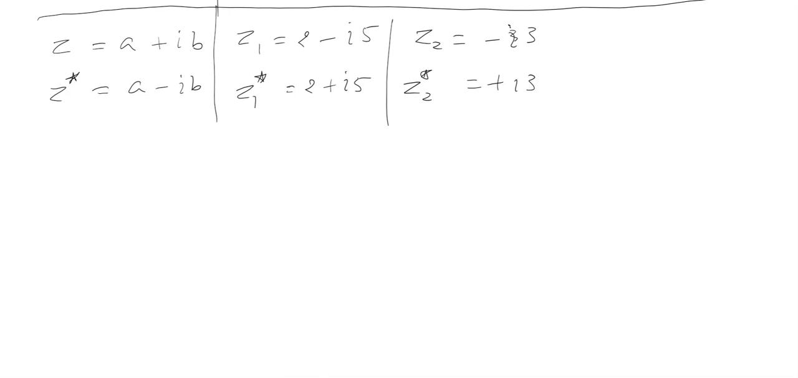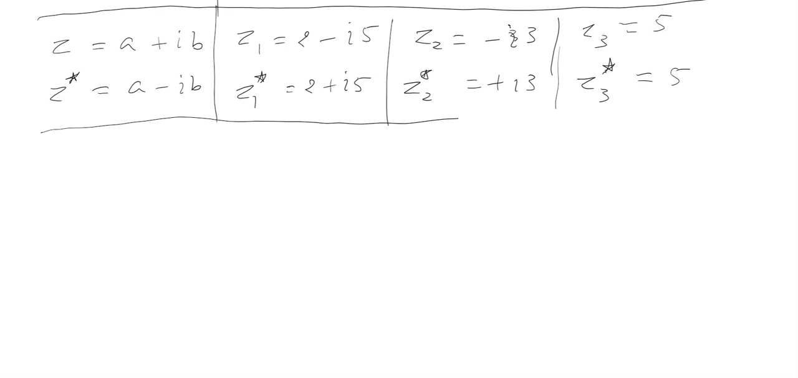What if you are given complex number z3 is simply 5? There is no imaginary part, only the real part. So you don't have to do anything. It is 5 only. The conjugate is the one in which the sign of the imaginary part is changed. The real part remains unaffected. So if I take z star, let us see what we get.